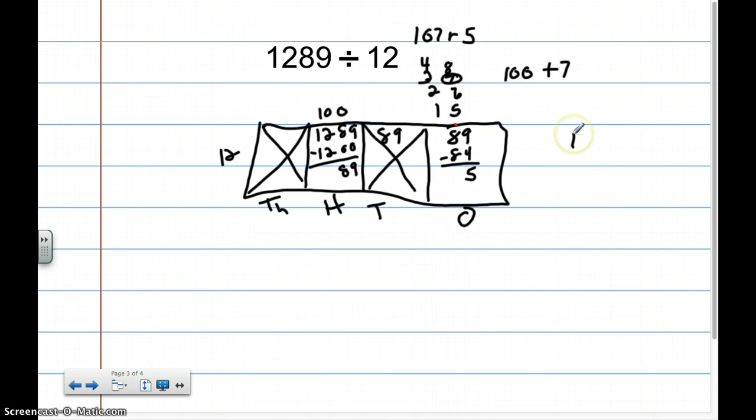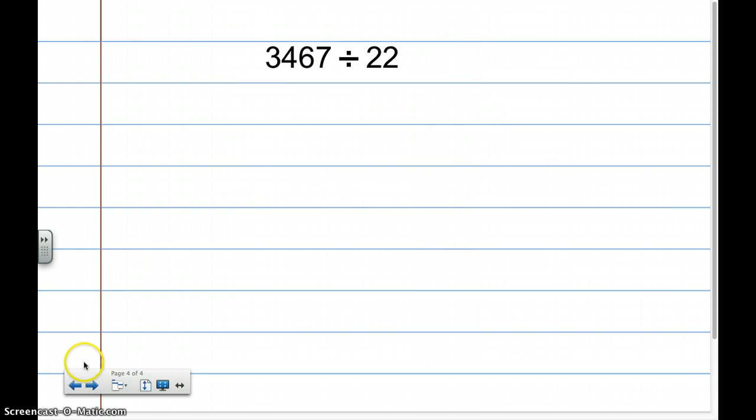And if I check it, you can do 107 times 12. And that 107 times 12 is going to be 1,284 plus 5 is going to be 1,289. You do not have to worry about checking the ones with 3 digits by 2 digits because we have not done that and you don't need to do that unless you want to.